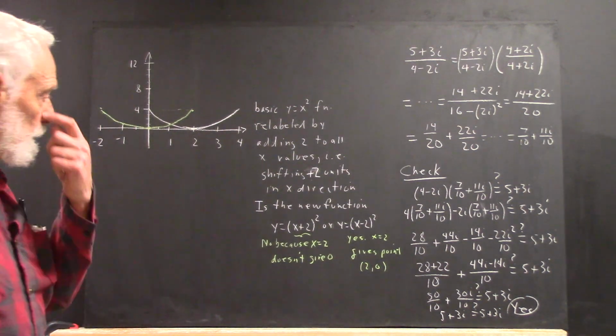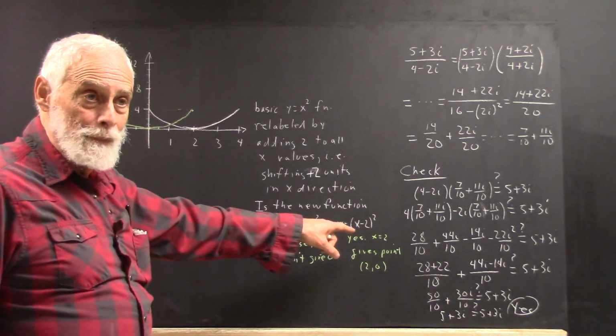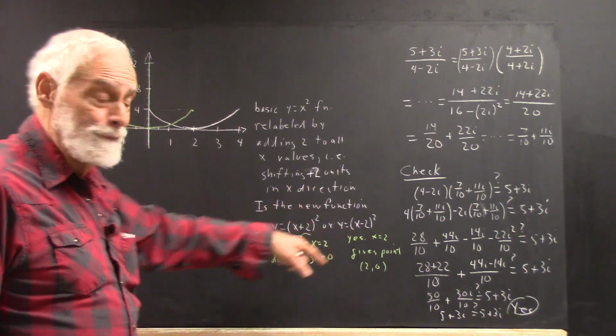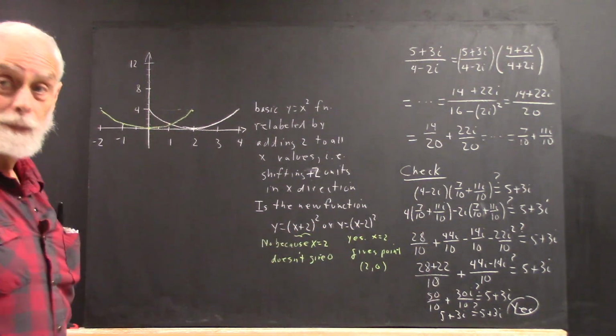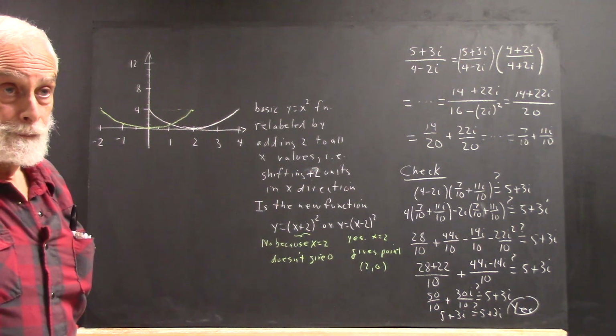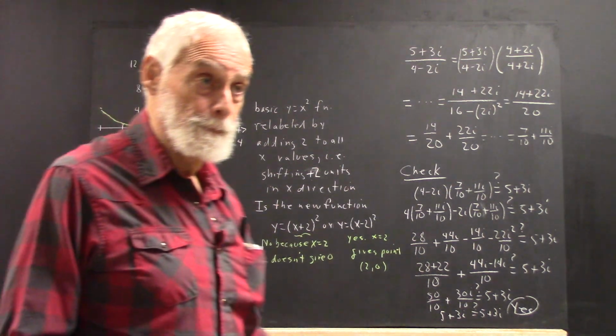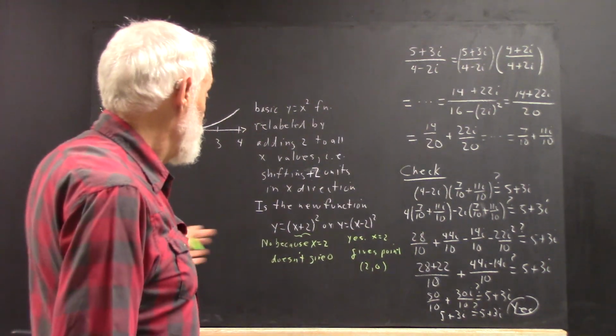Okay, and we could have chosen x equals 1. 1 minus 2 squared is 1. Okay, does 1 seem to fit? Well, there's 1 seems to fit, right? Okay, we got that? That's how we connect this to the relabeling.